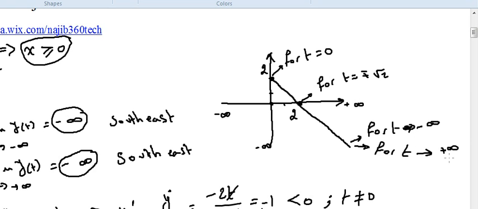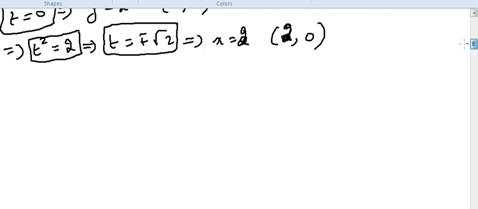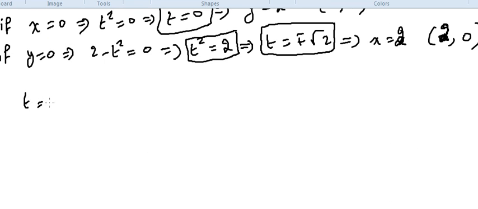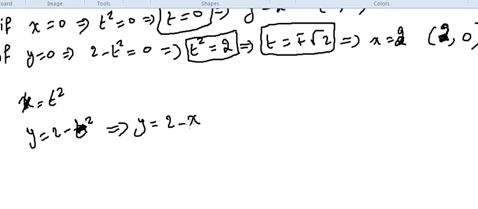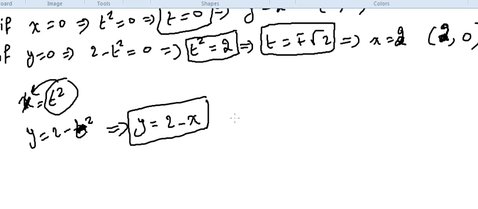We can do it in another way. Since x equals t squared and y equals 2 minus t squared, this implies y equals 2 minus x, where I replaced t squared by x. So we have the equation of a straight line, but under the condition that x should be greater or equal to 0.